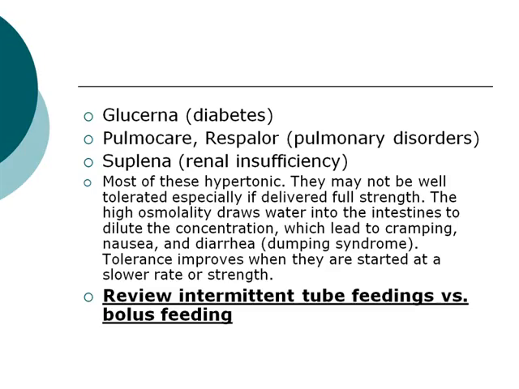If the person is diabetic, they can have Glucerna. People with COPD, you may see put on Pulmicare. Your chronic dialysis or renal patients will be put on a different brand. But most of these products are hypertonic. So if we're giving them full strength, just remember that high osmolality draws water into the intestines. It dilutes the concentration, but it causes cramping, nausea, and diarrhea, or dumping syndrome. So if you start tube feeding, start at a slower rate or strength.